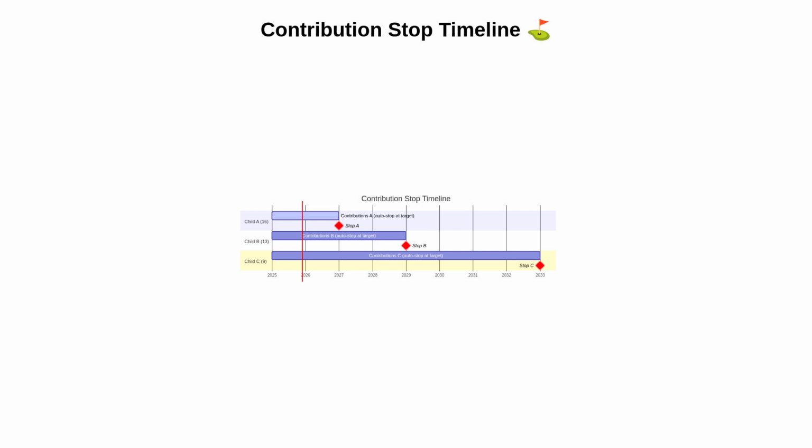Next, this Gantt-style timeline demonstrates the concept of contribution stop dates. For illustration, child A, who is the oldest, receives contributions for about 2 years, with a stop milestone in early 2027. Child B's contributions extend to about 2029, while child C's continue to approximately 2033. The point is not the exact dates, which you must compute in your model, but the process of automatically ceasing contributions once a child's target is met, freeing cash flow for other goals or for the remaining beneficiaries.